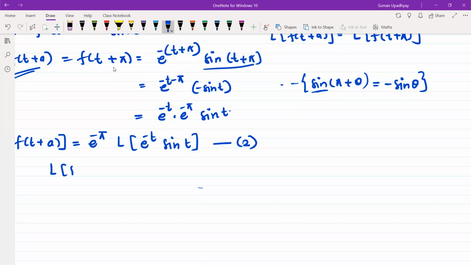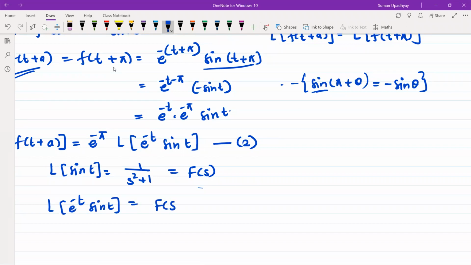So first you find Laplace of sin t, which is 1 upon s square plus 1, which will give you f of s. But I want Laplace of e raised to minus t sin t. So this will become f of s plus 1. You have to replace s with s plus 1, so it will become (s plus 1) the whole square plus 1. So I got this, Laplace of this. Now you put it in equation number 2.